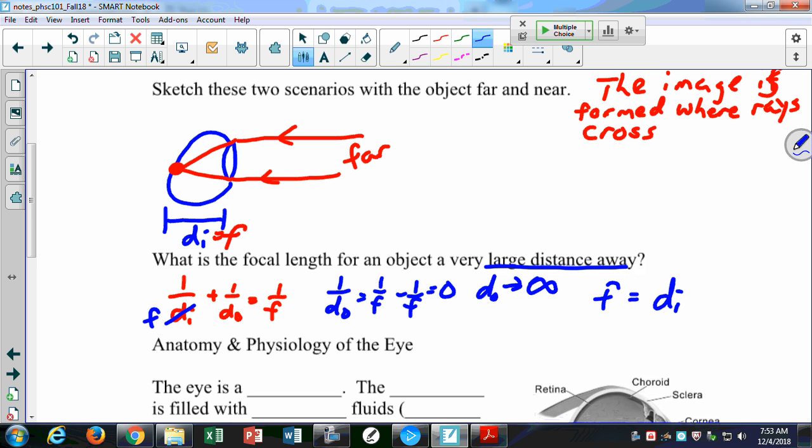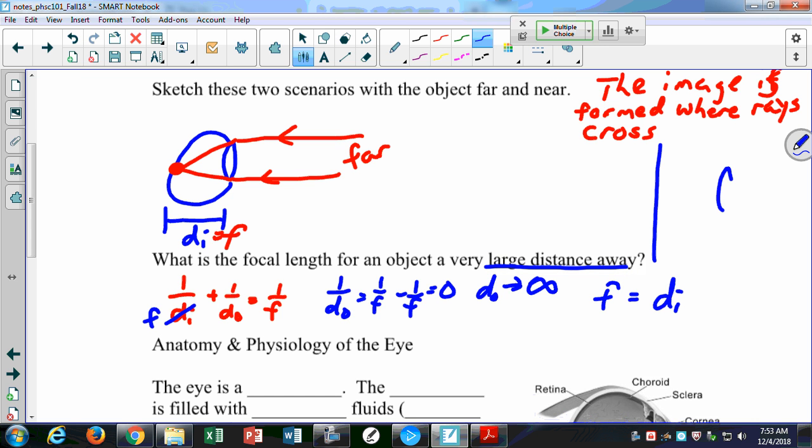When an object is close, it's a little more complicated. So if I look at something really far away, and then I try to look at something close, your eye has to change. Let me take a little aside, and we'll do a little ray tracing. We're not going to do a whole lot of ray tracing, but it's kind of important just to illustrate this.